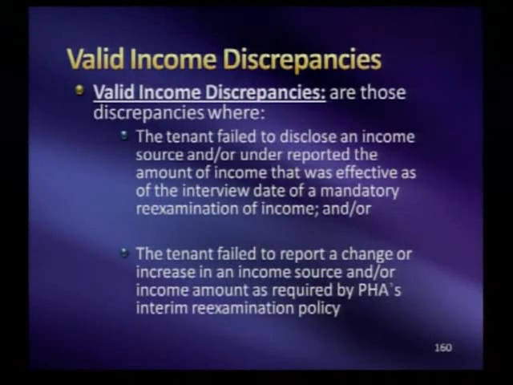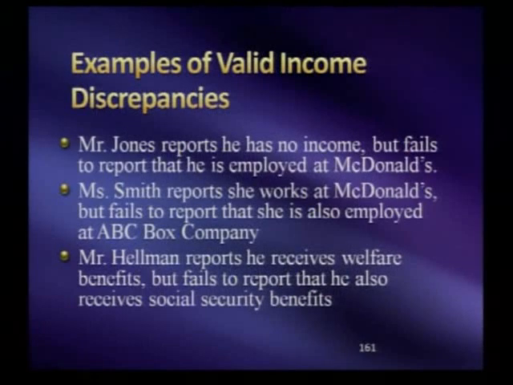Okay, your valid income discrepancies are those discrepancies where the family has failed to report the income in accordance with your interim increase policy, or in situations where they didn't report income that they were receiving at the time of doing the annual reexamination. So those are very straightforward. Those are valid income discrepancies. They were required to report, they didn't report. Here's an example. Mr. Jones reports he has no income but fails to report that he is employed at McDonald's. So whether he intentionally or unintentionally didn't report, the bottom line is it wasn't reported.